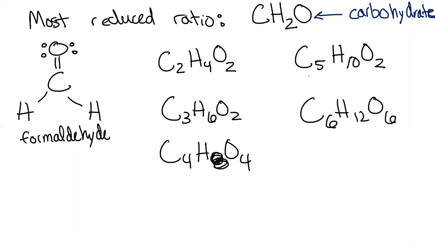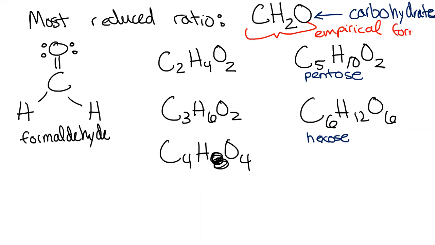Okay. In fact, this would be called a pentose, and this would be called a hexose, which are terms for types of sugars. Question. This level of detail is not on the test, but what I'm trying to do is provide examples. The sort of thing that could be on the test is the idea of what the empirical formula is and the difference between the empirical formula and the molecular formula. Okay. So, to point out explicitly, this right here, this is the empirical formula.